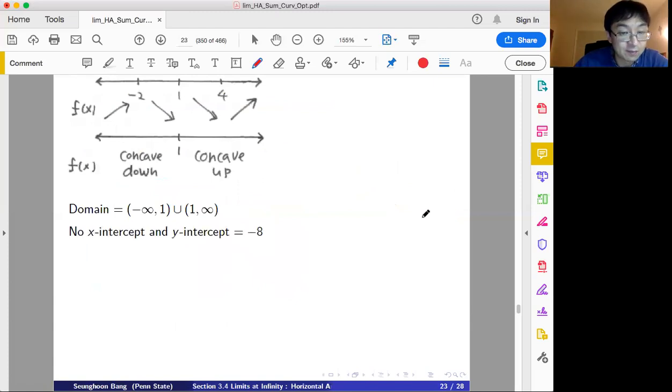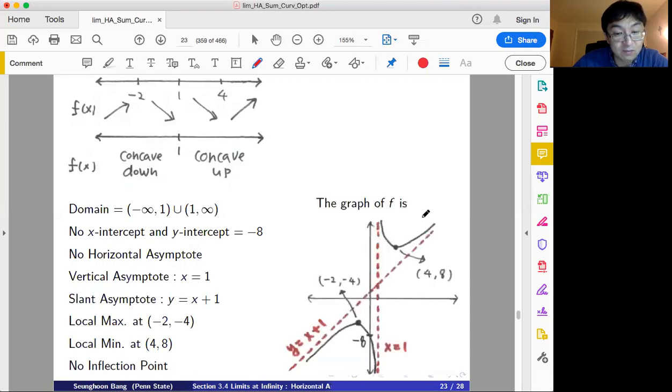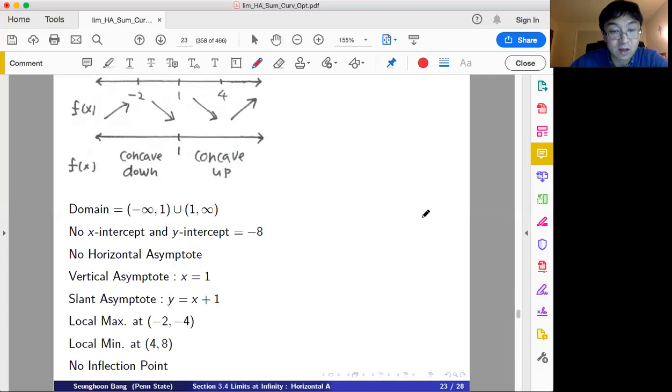No x-intercept. The y-intercept is negative 8. No horizontal asymptote. Vertical asymptote x equals 1. The slant asymptote y equals x plus 1, the local maximum at negative 2 and negative 4, local minimum at 4 and 8, no inflection point. So what's the graph like? We can sketch the graph. So the graph is this one.